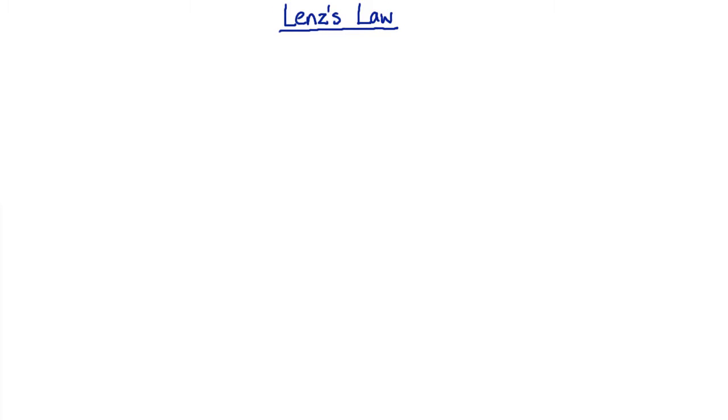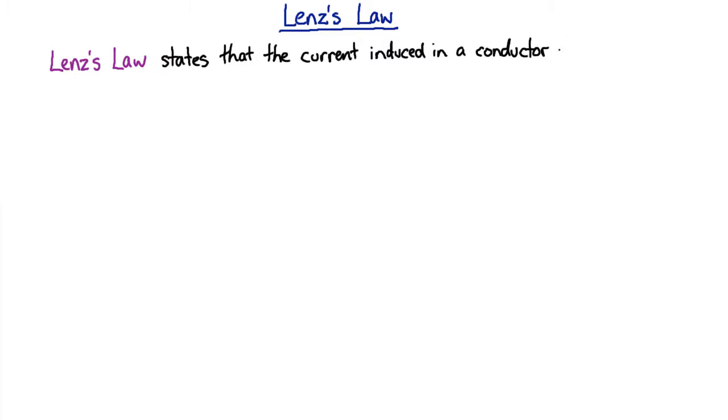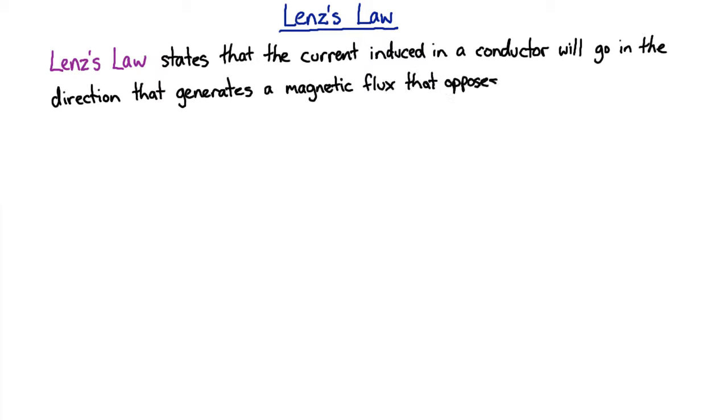It was developed by Heinrich Lenz in 1834, before the ideas of energy and conservation of energy had really reached their final form, though these days we can see that they are one and the same. So Lenz's law states that you can't get something for nothing.